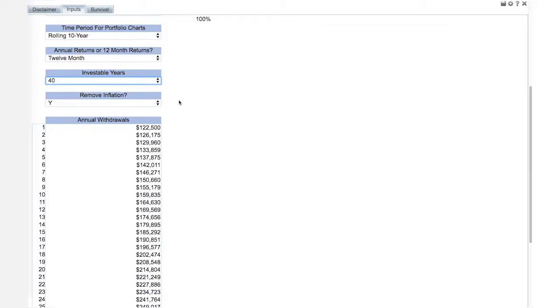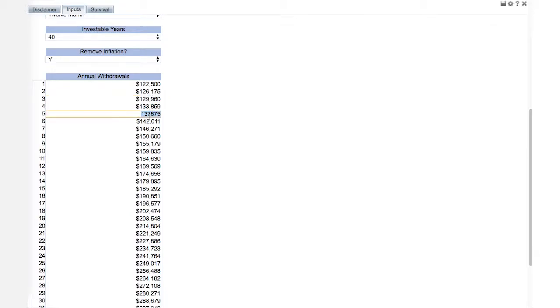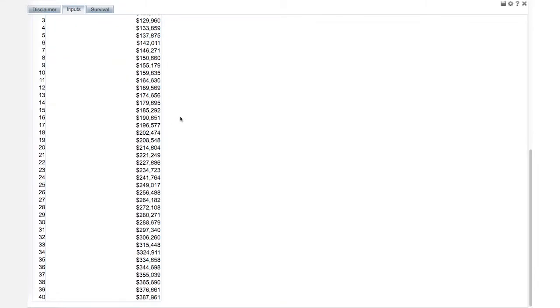Do you want to remove inflation or not? I usually choose to remove inflation. I like to think in constant dollars. If this client thinks they're going to be withdrawing $120,000 per year, I like to keep that constant. Thus, I remove inflation from historical returns. You can choose to do that or not. And then we can input our annual withdrawals going forward.